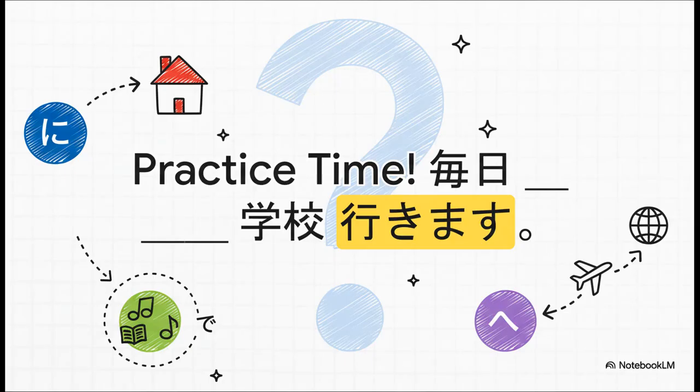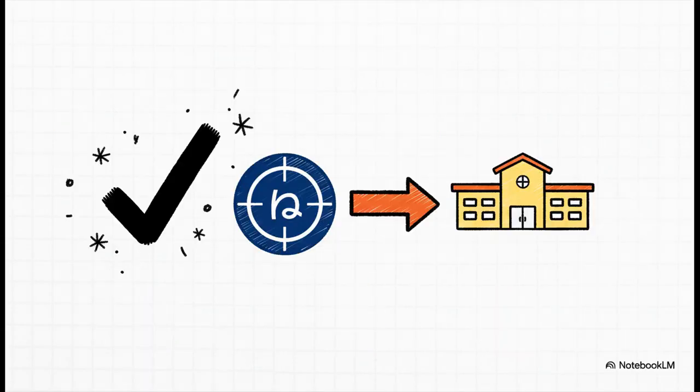All right, you ready? It's practice time. Let's see what you've got. Here's the sentence. Mainichi blank gakko ikimasu. So, every day I go blank school. What do you think? Which particle goes in there? And the answer is ni. It has to be, right? The school is the specific destination for the verb go. You are going to school.